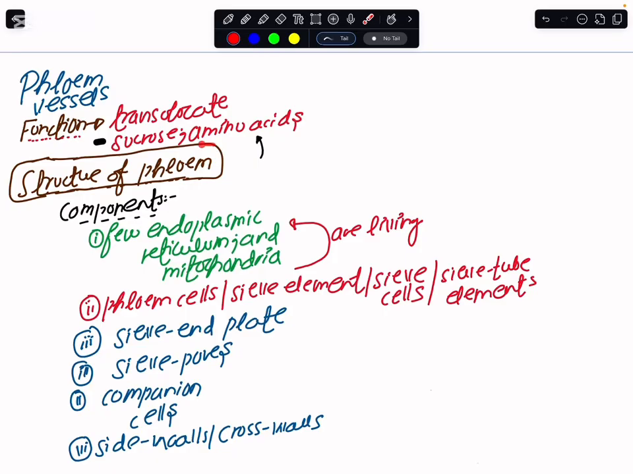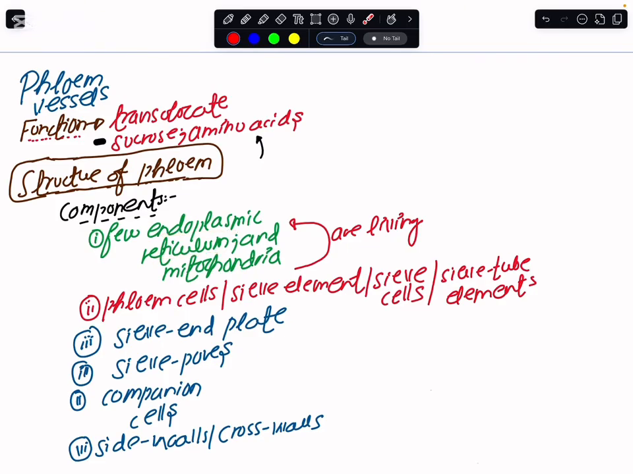And if I were to tell you the structure of the phloem, unlike the xylem vessels, they are not dead, they are living structures. And among the things that we would have in the phloem vessels is that they have endoplasmic reticulums in them.